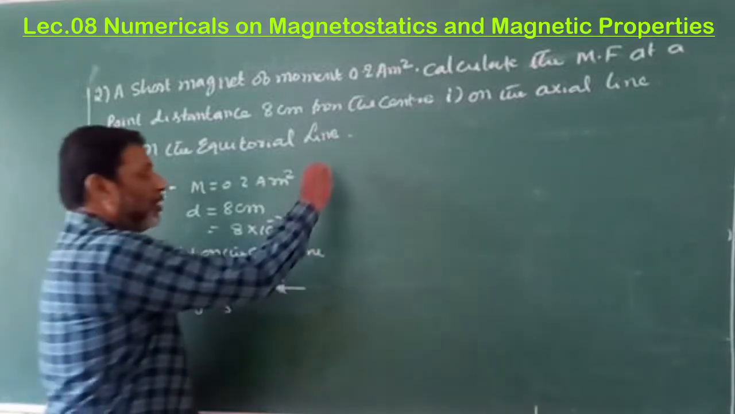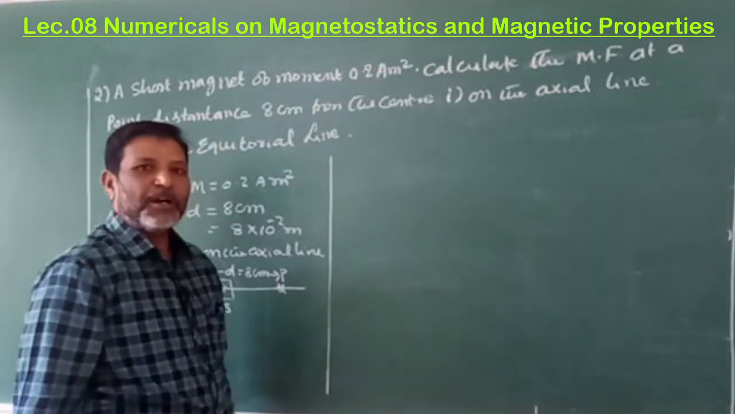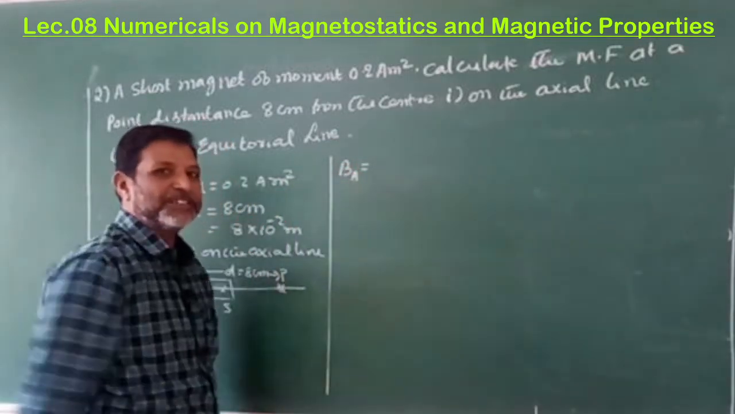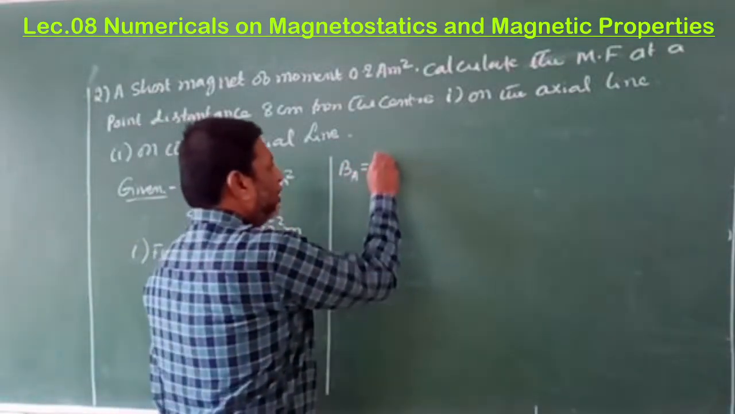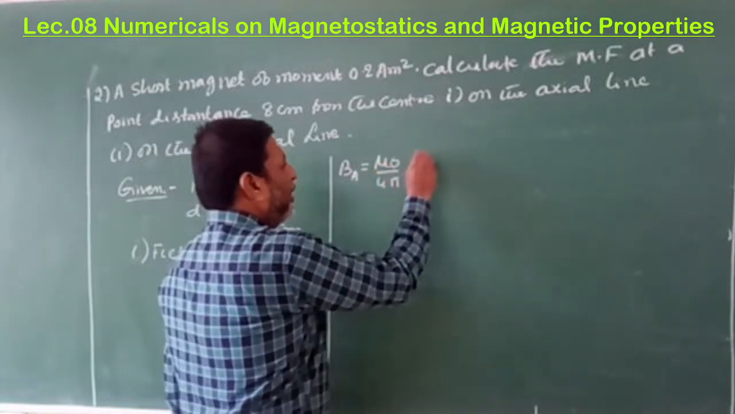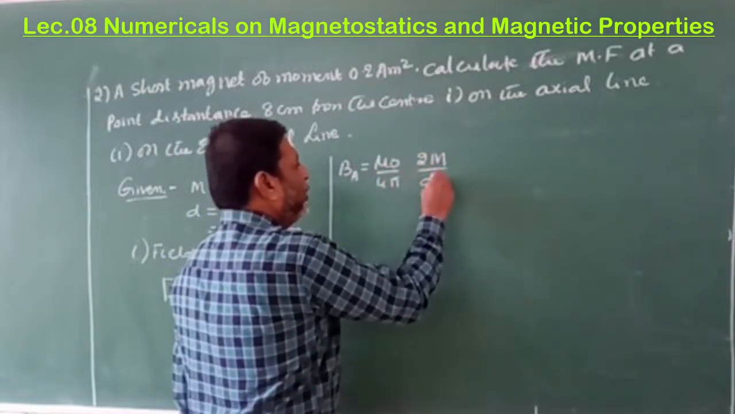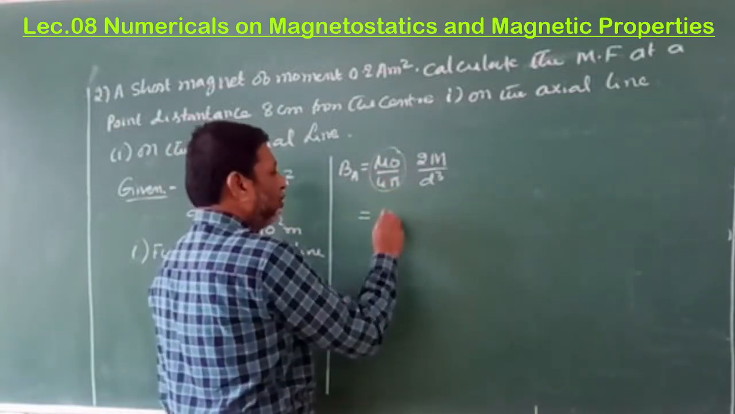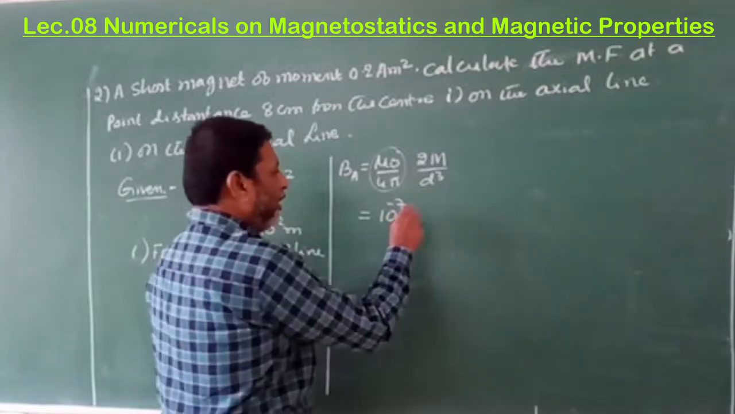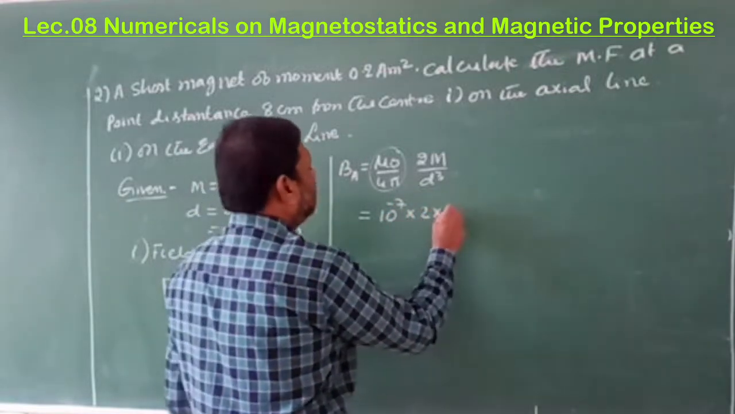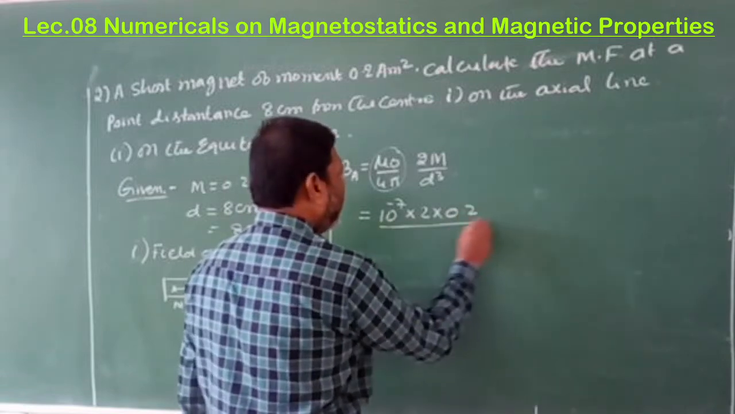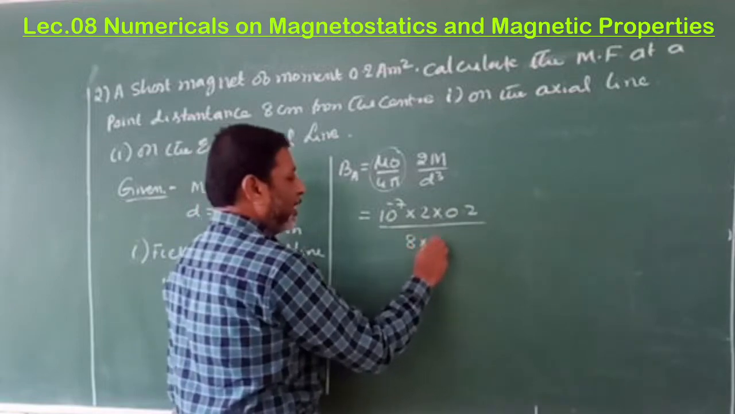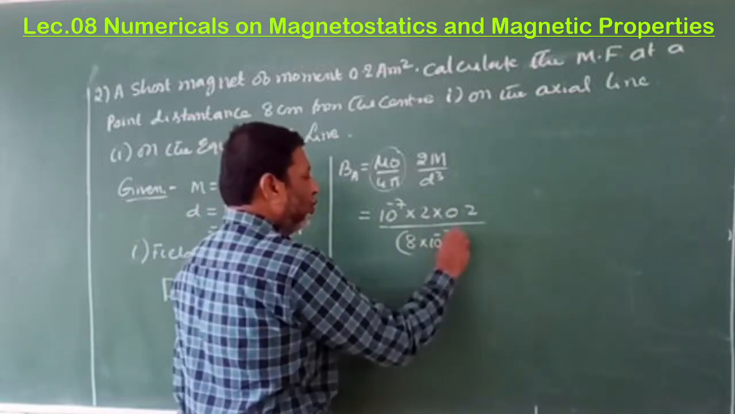You have to calculate. Now as you are already familiar with the formula, the field along the axial line due to a short magnet is equal to mu naught divided by 4 pi, 2M divided by d cube. This is the formula. Now mu naught by 4 pi is a constant, 10 raised to minus 7, into 2, and M is given as 0.2, divided by d cube, that means 8 into 10 raised to minus 2, the whole cube.